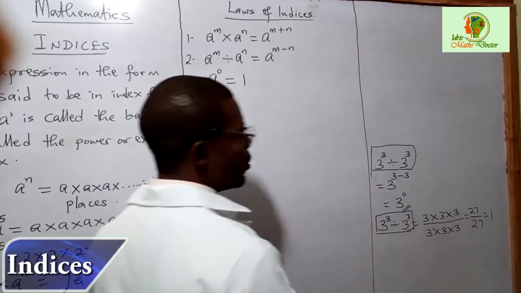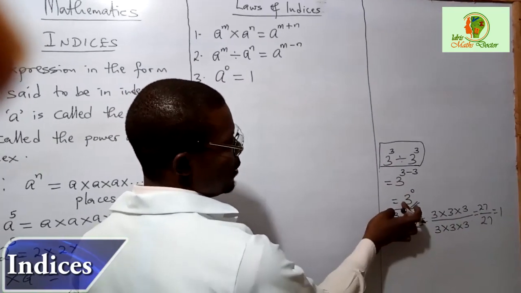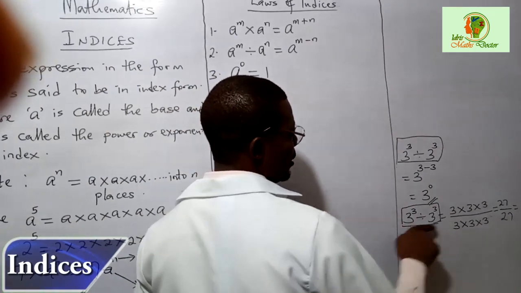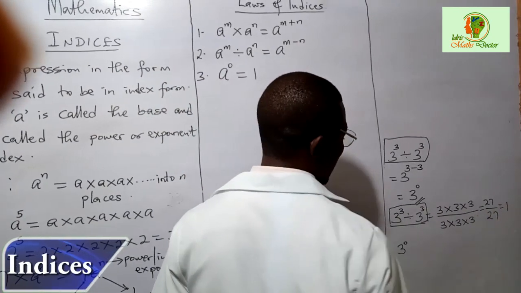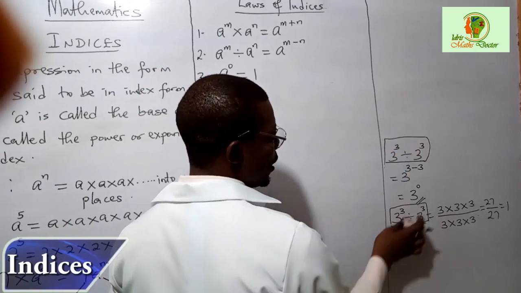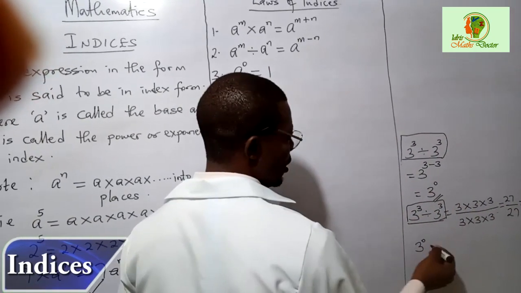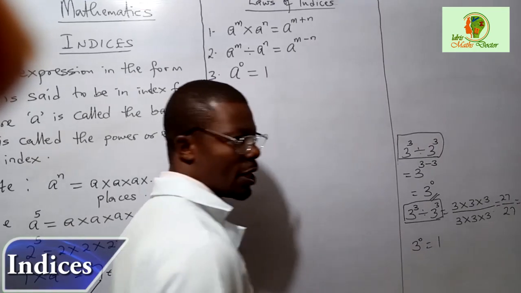They are the same. We simplify this. This gives us the answer. This is the answer. And when we simplify it this way, we got what? 1 as the answer. Since the questions are the same, it simply means the answers are also the same. So 3 raised to power 0 is 1.